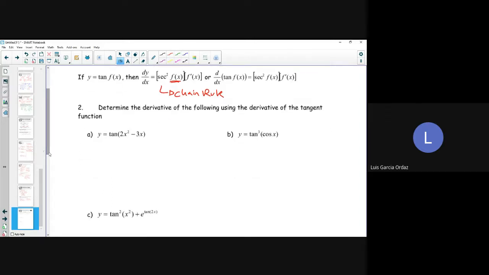So for 2a, I have y is equal to tan times 2x squared minus 3x. So as per the rule, my derivative of tan is secant squared times 2x squared minus 3x multiplied by my derivative of that function f of x that's inside the bracket, which is the same thing as 4x minus 3. And if I simplify it, all I'm doing is bringing the 4x minus 3 in the beginning, which simplifies to 4x minus 3 times secant squared of 2x squared minus 3x.